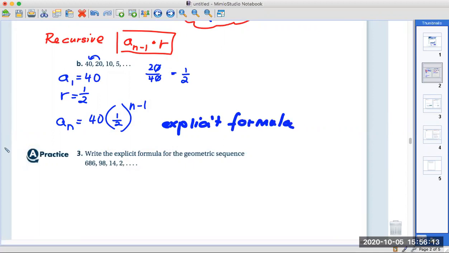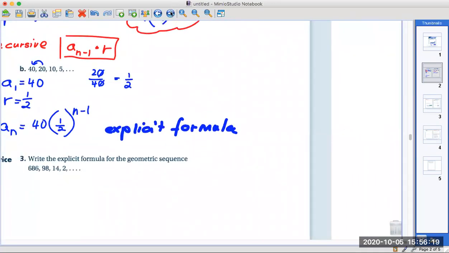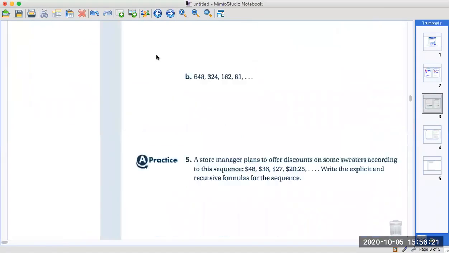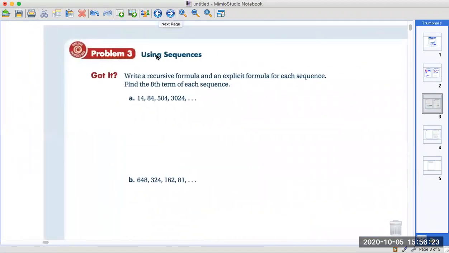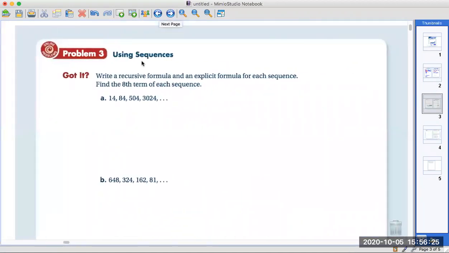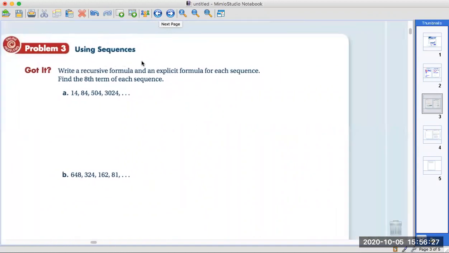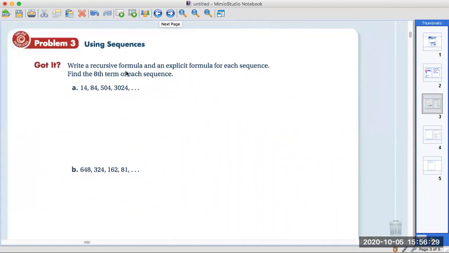All righty, next page. Problem 3, I believe. We are up on top. And now we're going to find the 8th term. Okay, so this one, we're not going to use the recursive, cross it out. We're going to write an explicit formula. So that's the first thing. And then second, we're going to find the 8th term.